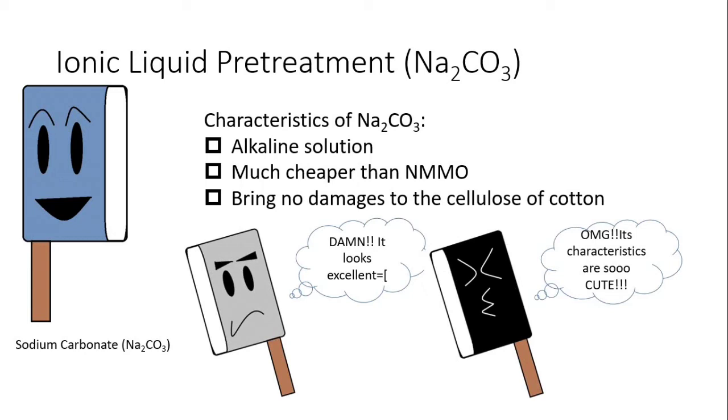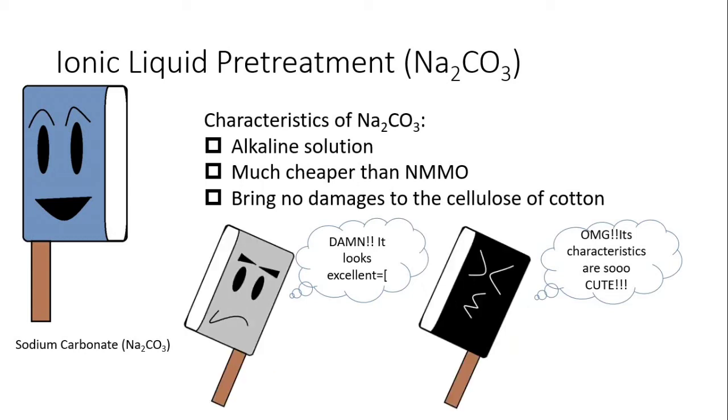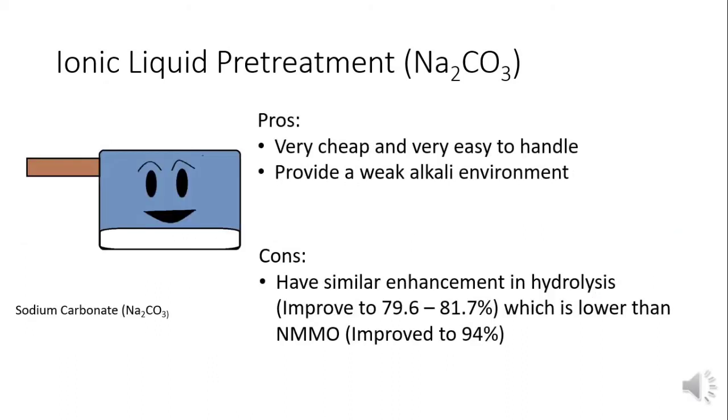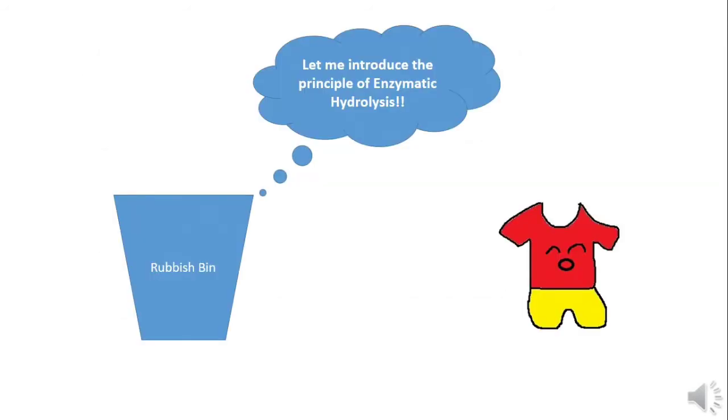Similar to NMMO, sodium carbonate is an environmentally friendly chemical, and it brings no destructive influence to the cellulose of cotton. Sodium carbonate is very easy to handle and recover. No large-scale energy-efficient recycling method is needed, which means it's much cheaper than NMMO. Besides, it can provide a weak alkaline environment and bring great enhancement in hydrolysis, but it is lower than NMMO. Let me introduce the principle of enzymatic hydrolysis.